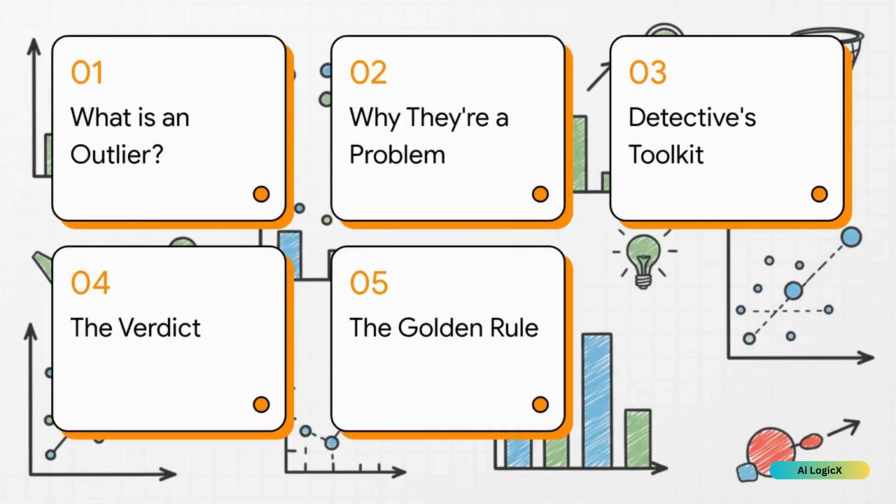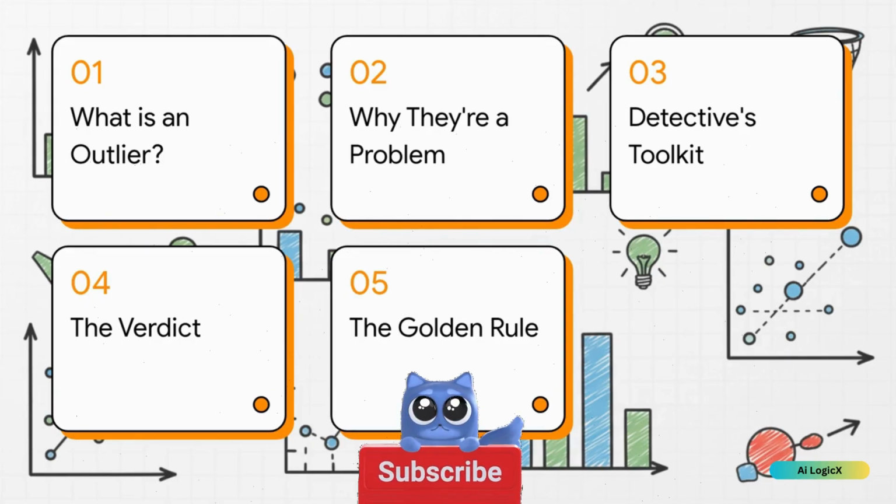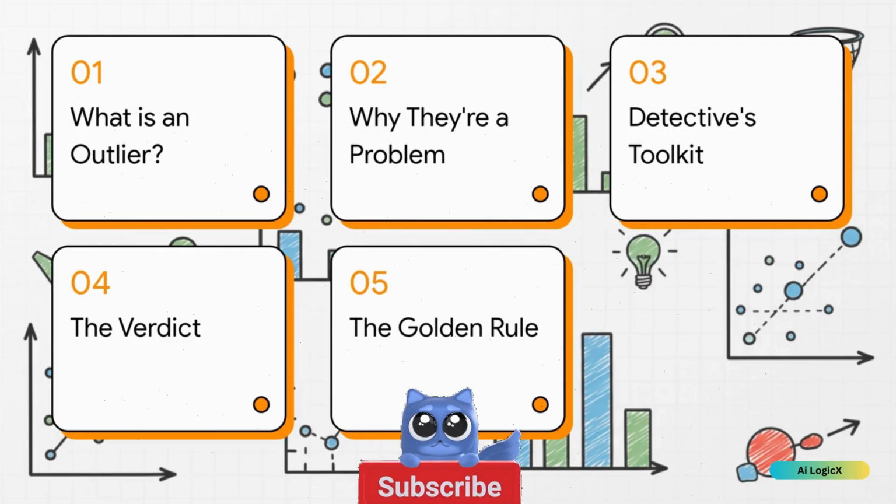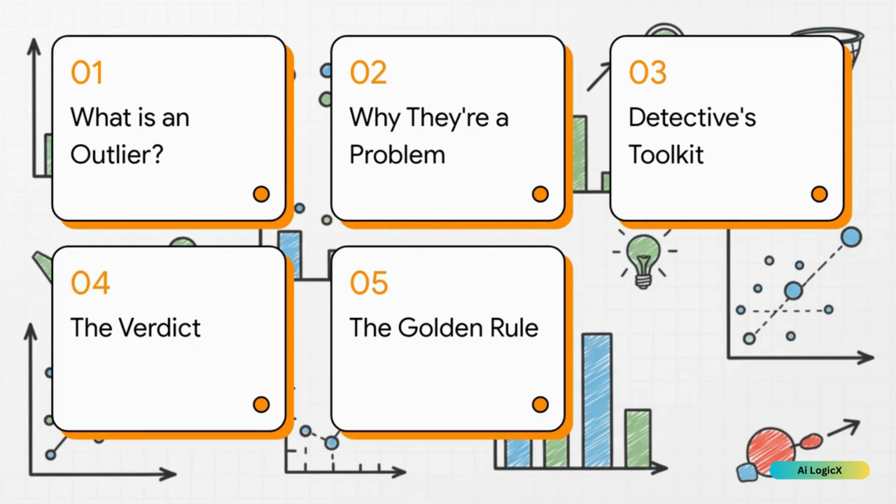So here's our game plan for today, our official case file. First, we're going to identify our main suspect. What exactly is an outlier? Then we'll survey the crime scene and see why they cause so much trouble. After that, we'll crack open our detective's toolkit to learn how to find them. And finally, the big one. We'll deliver the verdict. Do we keep them or do we get rid of them?